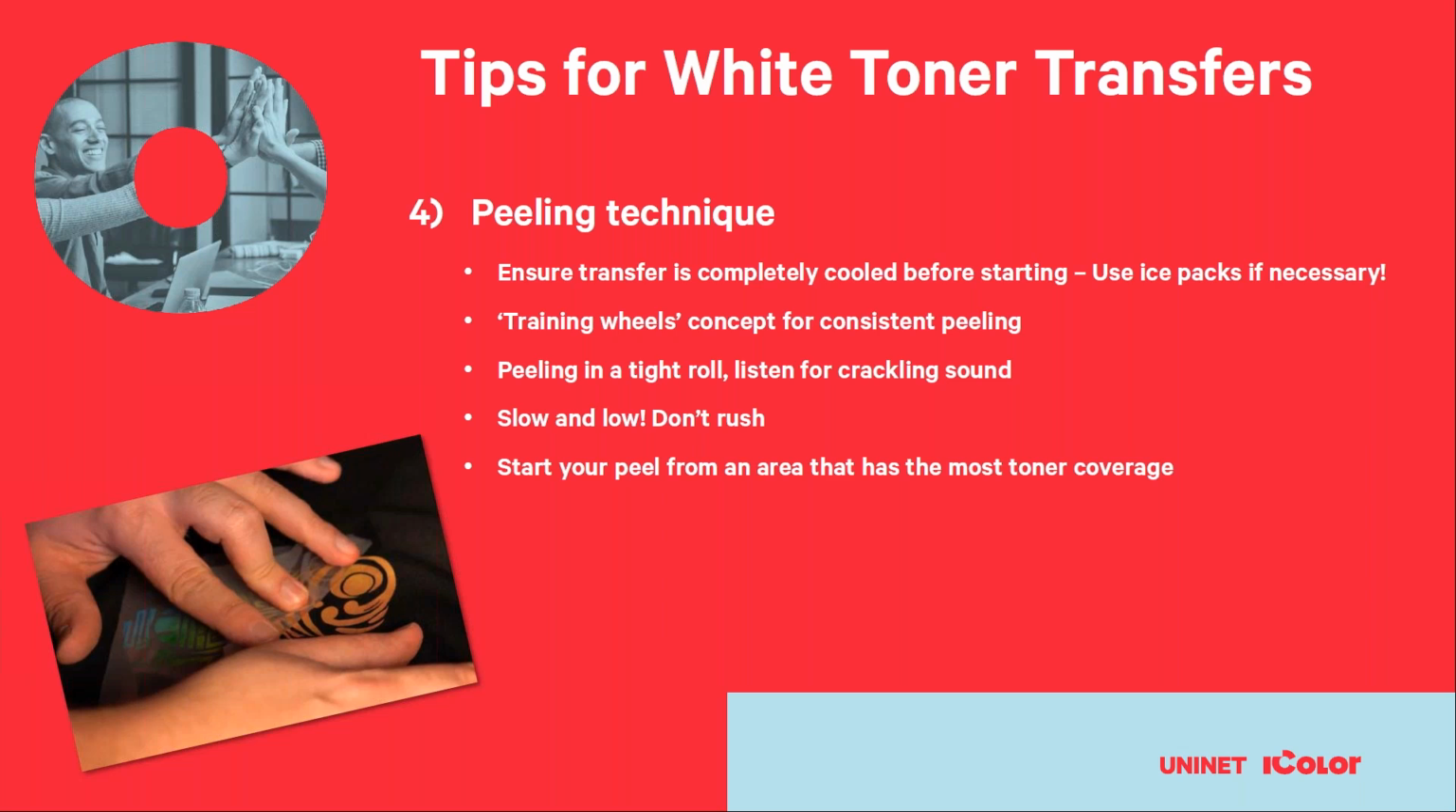The training wheels concept: in the RIP, you can put a black square around your entire image. So it's like a sacrificial part of the image that you start peeling. So it gives you kind of like a starting ramp, so that when you get to the actual image, you don't lose it.